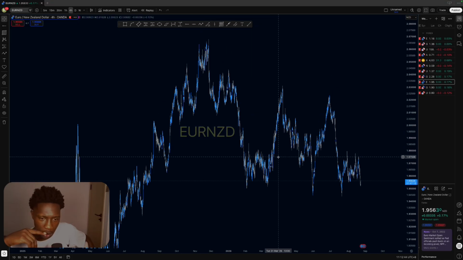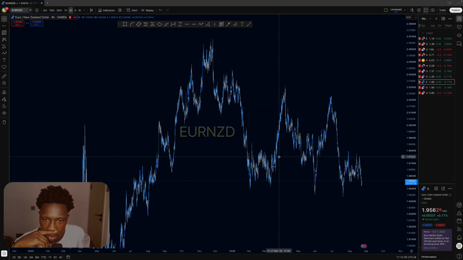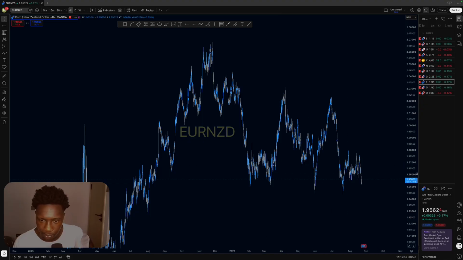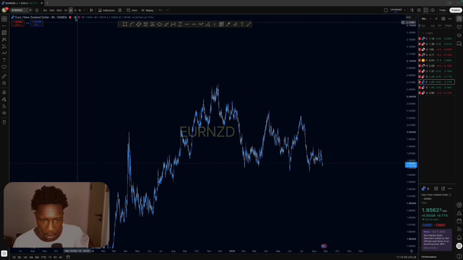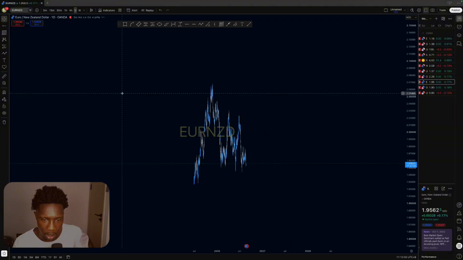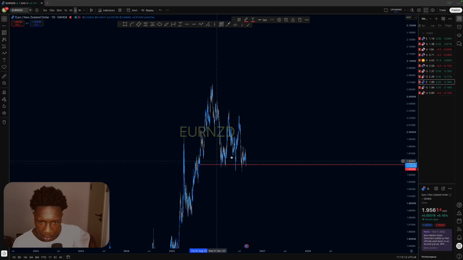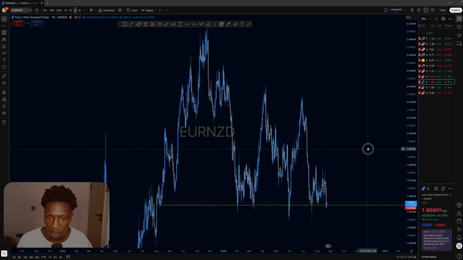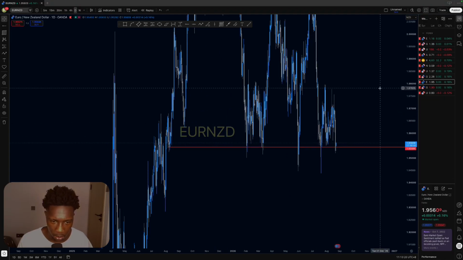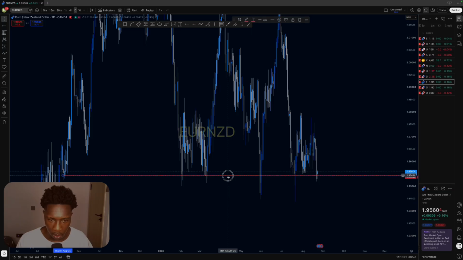So on Euro NZD, we are also looking for the market structure first. It's like we are doing some movement to the downside. If you can see, we want to zoom to see if there are lower lows, because we have this first lower low.